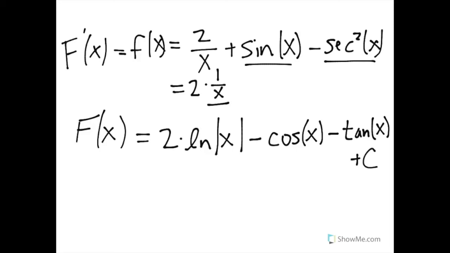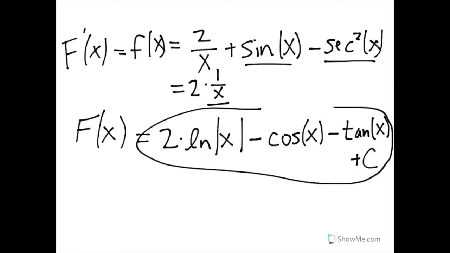Okay, there's really not much to simplify here. We can just leave it as 2 times the natural log of x minus the cosine of x minus the tangent of x plus c. But again, if you're not sure if this is what you want to end up with, consider taking the derivative of your final answer, and hopefully you should get exactly what you started with at the beginning.